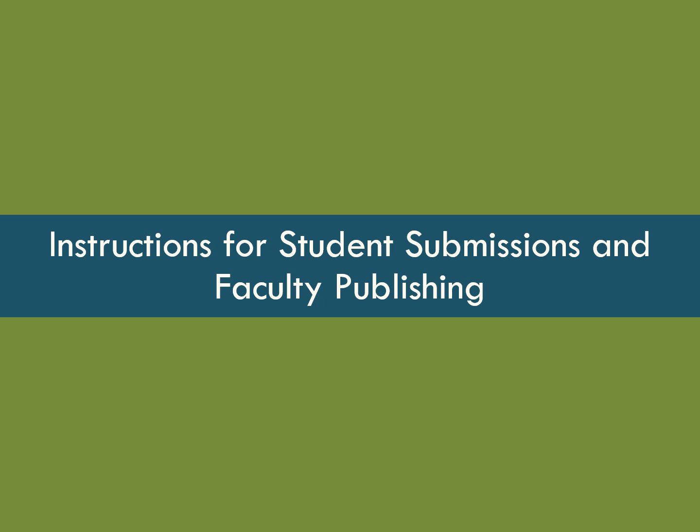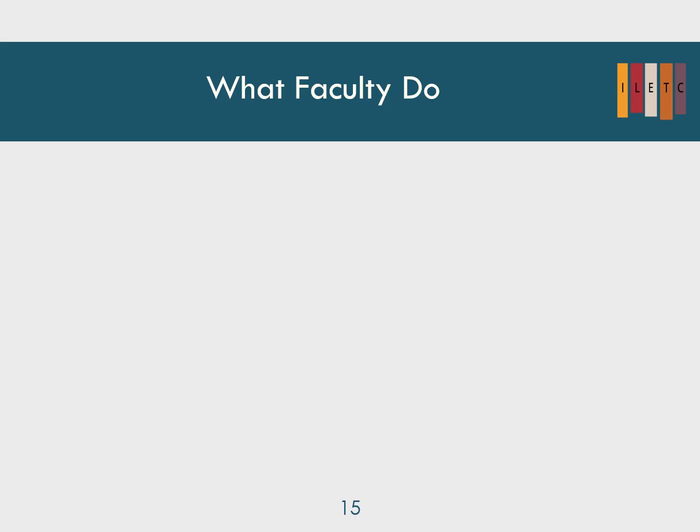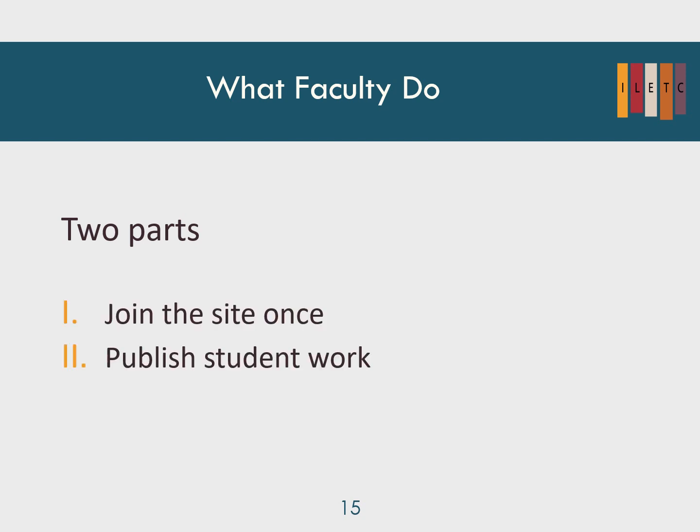Now, we'll give you a brief overview of the steps that the instructor takes to publish student work on the WeAuthor site. This is something that's currently available to CUNY instructors only. So there are two main parts to the process. The first part is that you have to join the site, and then every time you assign work for your students to submit on the WeAuthor site, you will visit the site to publish each student's submission one at a time. Next, let's talk about those two main parts in detail.